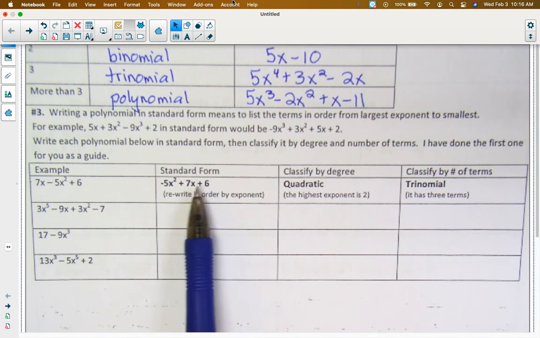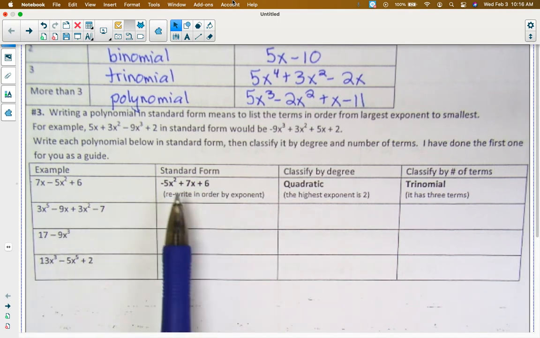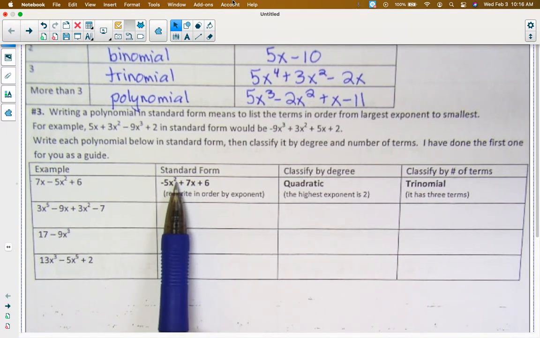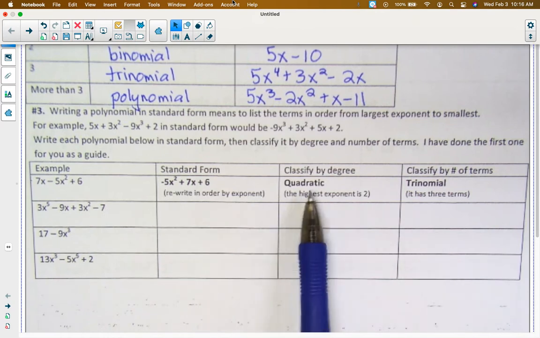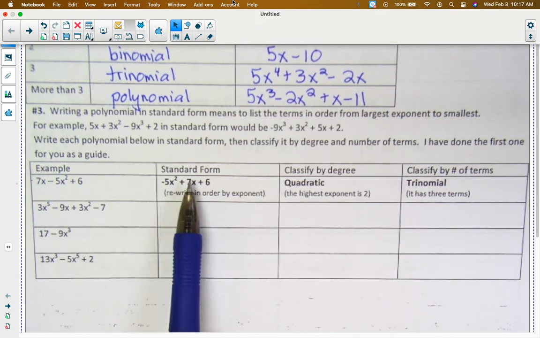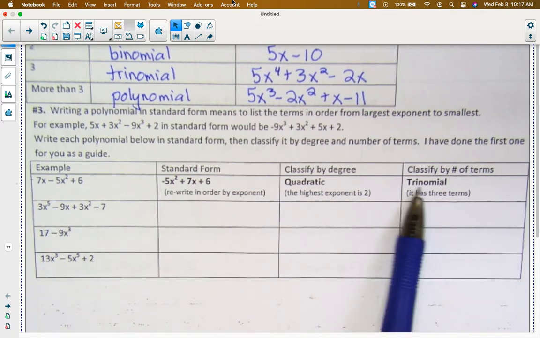Now we're going to classify it by the highest degree. So 2 is my biggest exponent in the problem, and the word associated with the degree of 2 is quadratic. And then last, we just count the number of terms. 1, 2, 3. So it is a trinomial. All right, let's try the rest of them.